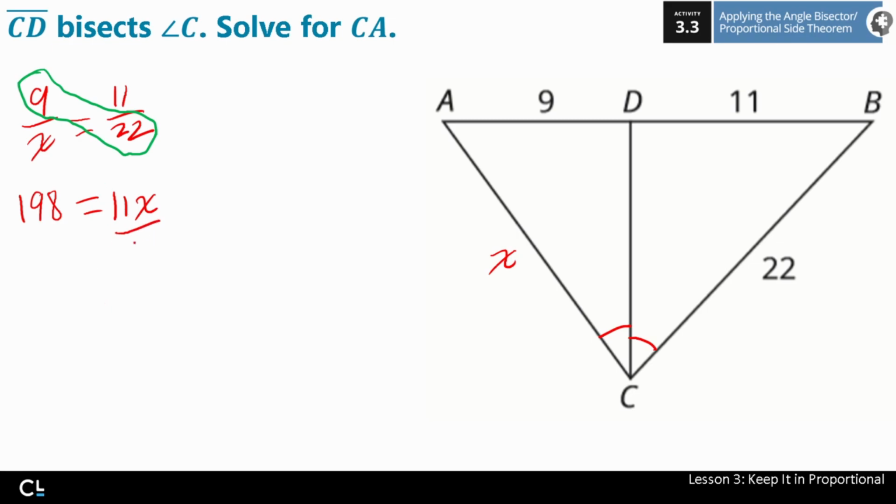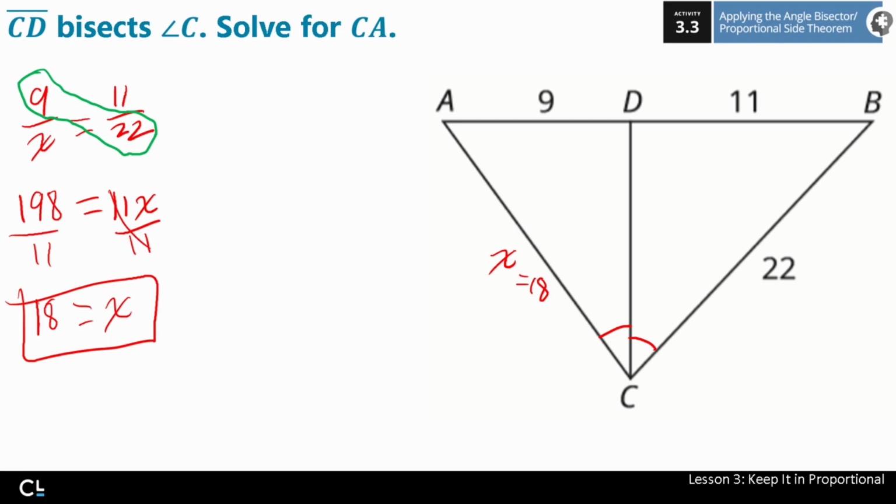And now all I have to do is divide by 11 on both sides. 198 divided by 11 is going to give me 18. Right here, they cancel. Yeah, x equals 18. Once again, if you really wanted to, you could check your work. I'm not going to do that for every slide, right? Not going to do that for every slide.